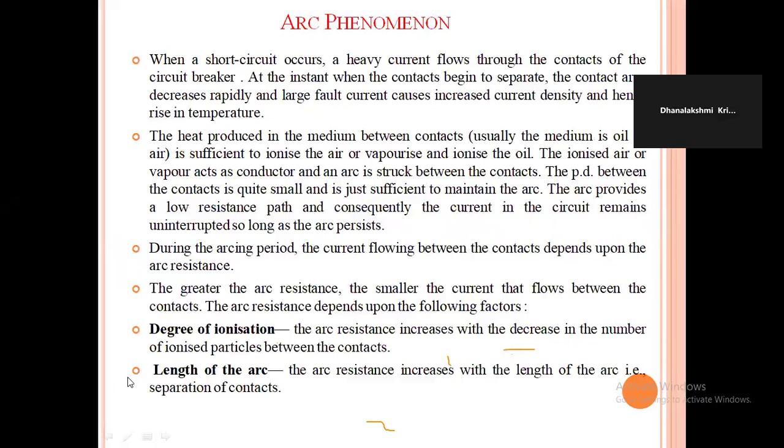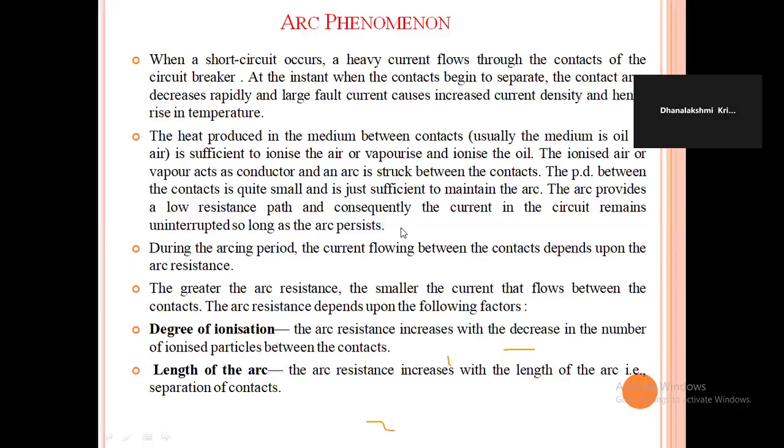So next, arc phenomena. When a short circuit occurs, a heavy current flows through the contacts of the circuit breaker. At this instant, the contacts begin to separate. The contact area decreases rapidly, and the large fault current causes increased current density and rise in temperature. Heat is produced between the contacts. Usually, the contact medium is air or oil. The air is ionized and the oil is vaporized. The ionized air and the vapor act as a conductor, and an arc is struck between the contacts.